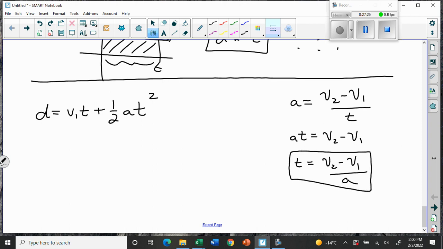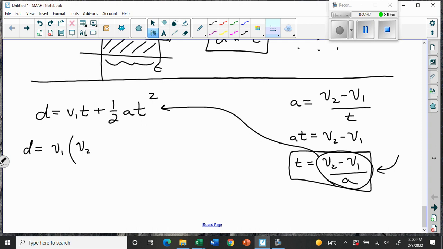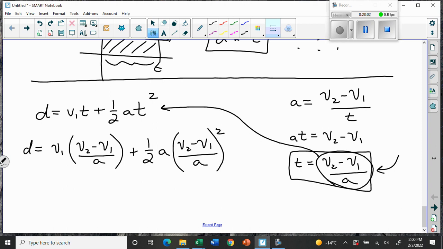This tells me that whatever t is, this junk on this side, v2 minus v1 over a, is exactly the same thing. So what I can do is I can substitute this into this other equation wherever I see a t. And that creates a very complicated looking equation over here. v1 multiplied by v2 minus v1 over a instead of the t, plus 1/2 of a multiplied by v2 minus v1 over a squared.